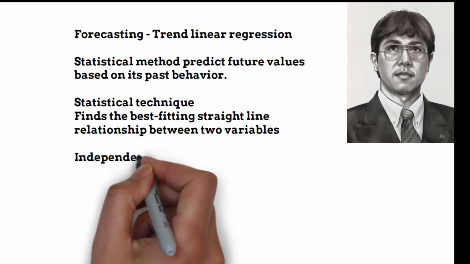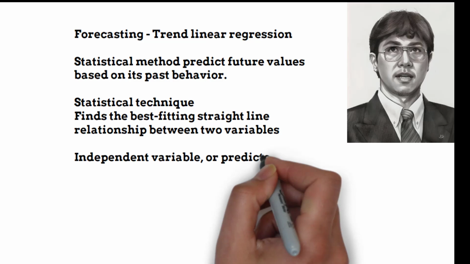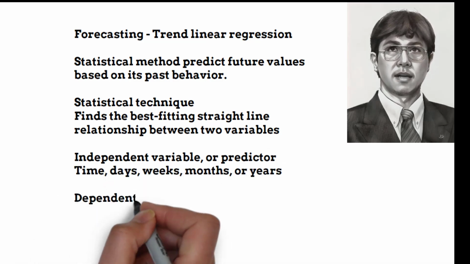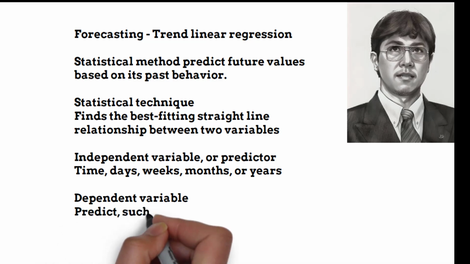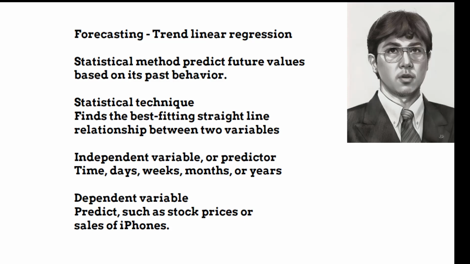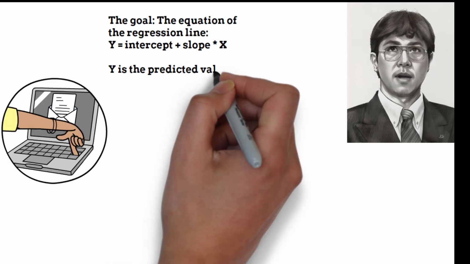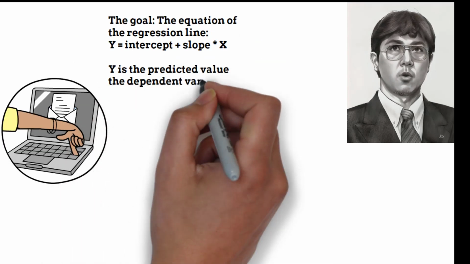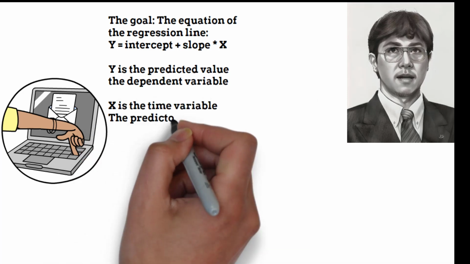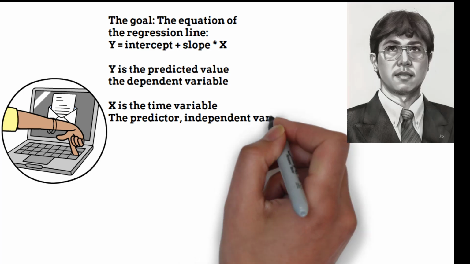In forecasting, one independent variable, or predictor, is typically time, such as days, weeks, months, or years. The other is the dependent variable you want to predict, such as stock prices or, in this case, sales of iPhones. The goal is to determine the equation of the regression line, y equals intercept plus slope asterisk x.